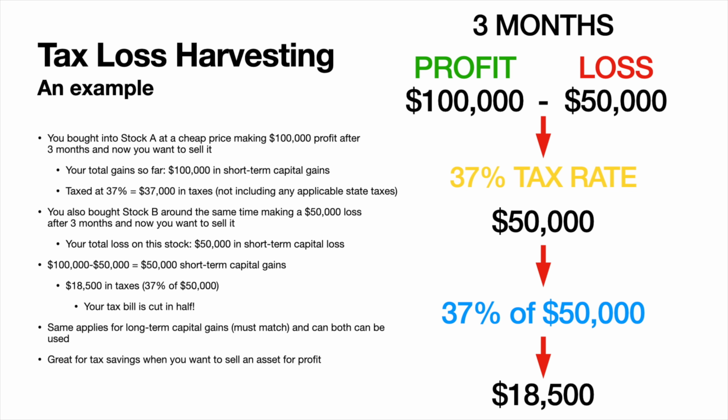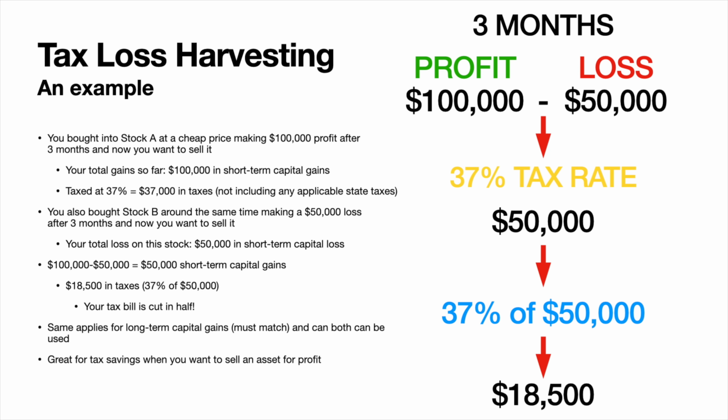Let's say you bought into stock A at a cheap price and you made $100,000 of profit after 3 months and now you want to sell it. So your total gains so far are $100,000 in short-term capital gains. Let's say that your tax rate is 37%. So you're gonna pay $37,000 in taxes. And this is not even including any applicable state taxes.